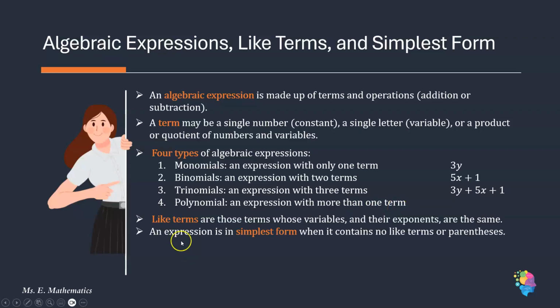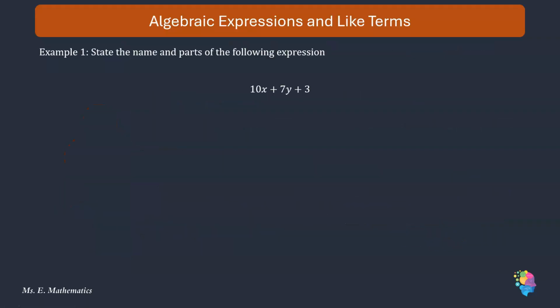Sometimes you're going to be asked to find like terms, and those are the terms whose variables and their exponents are the same. We'll do some examples of those in a second. And then an expression is said to be in its simplest form when it contains no like terms or parentheses. So let's try this example.